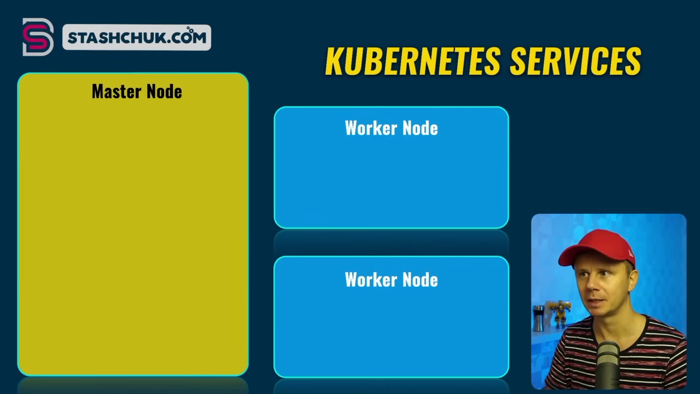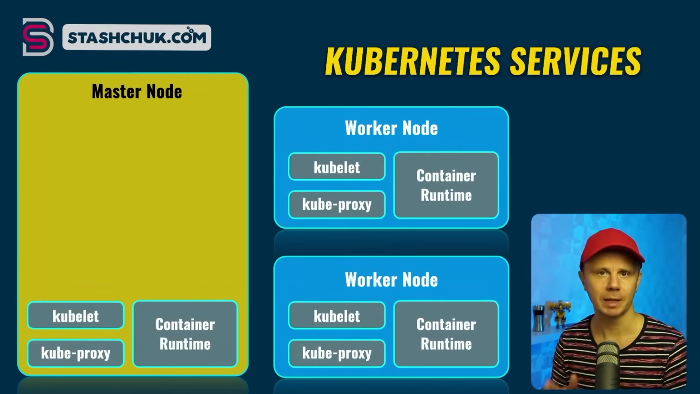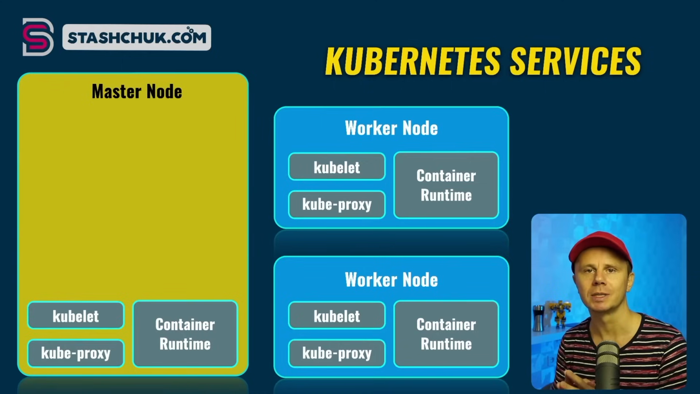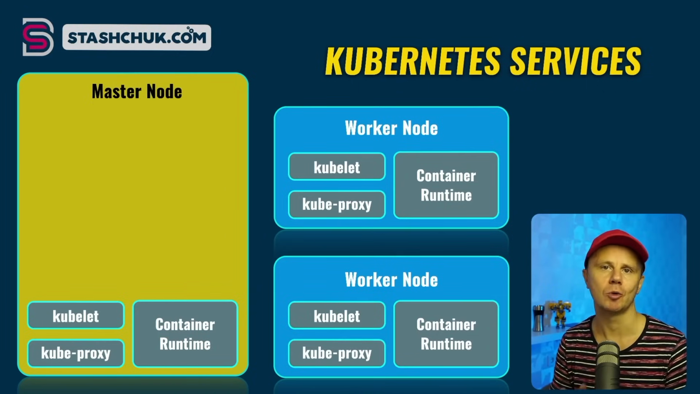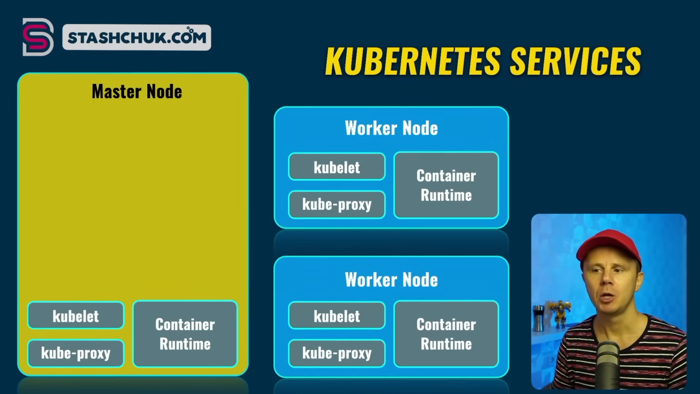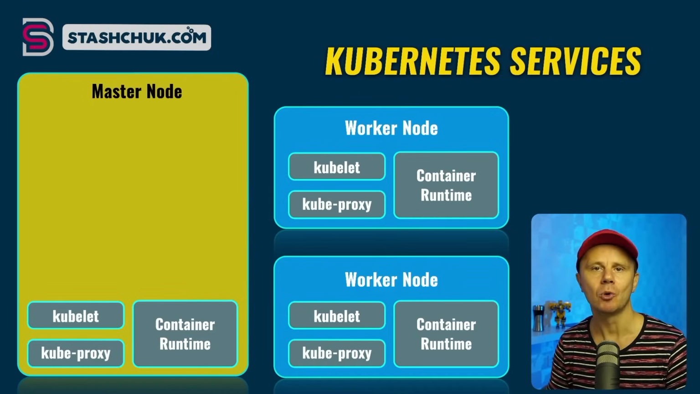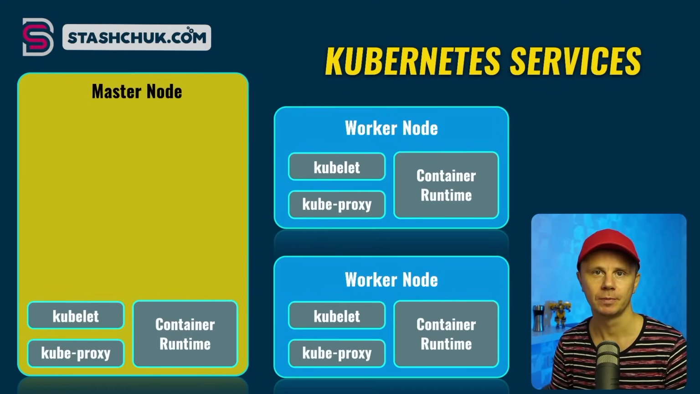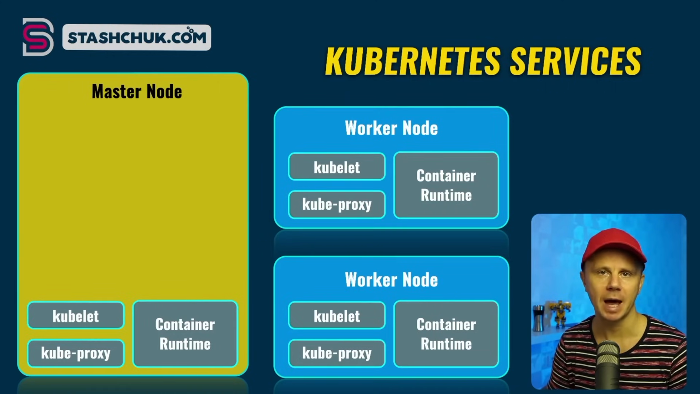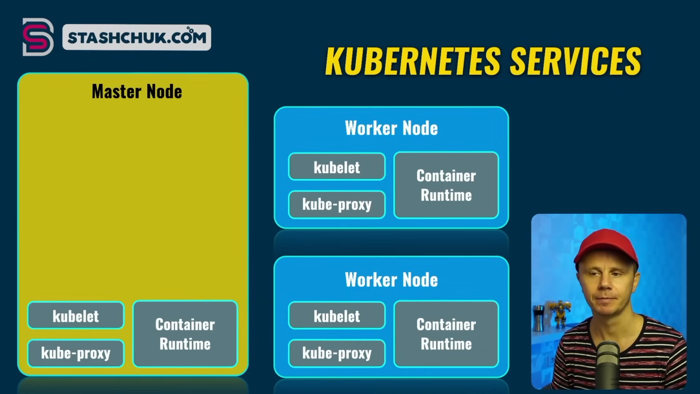So, which services actually run on different nodes? Let's have a look at this diagram. There are such services as kubelet, kube-proxy, and container runtime, and those services are present on each node in the Kubernetes cluster. You already know what a container runtime is. Container runtime runs actual containers inside of each node. And there are such container runtimes as Docker, CRI-O, or containerd.